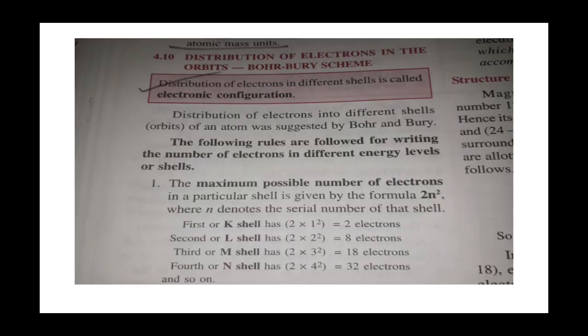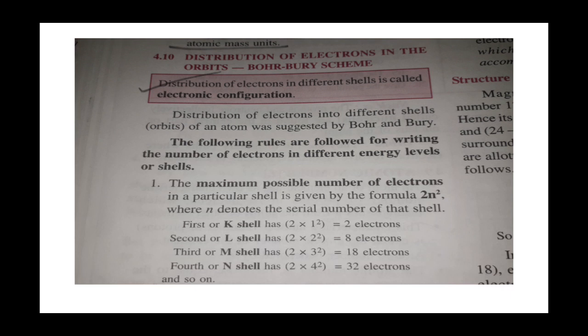Now after that, distribution of electrons in the orbits, or the Bohr-Bury scheme. Distribution of electrons into different shells of an atom was suggested by Bohr and Bury. The arrangement of electrons in the various orbits or shells is called electronic configuration. The following rules are followed for writing the number of electrons in the different energy levels, as you can see in the diagram. The maximum possible number of electrons in a particular shell is given by the formula 2n², where n denotes the serial number of the shell. This I have told you in your previous class also.